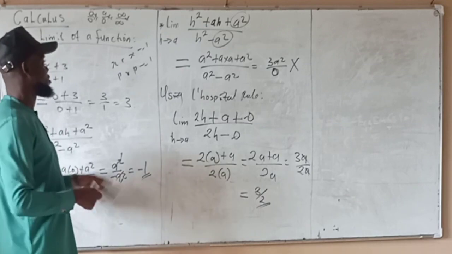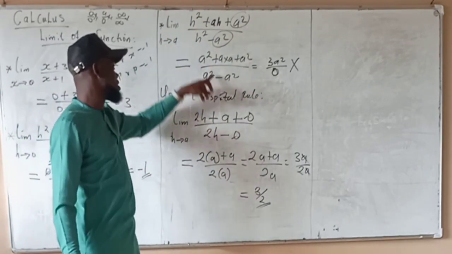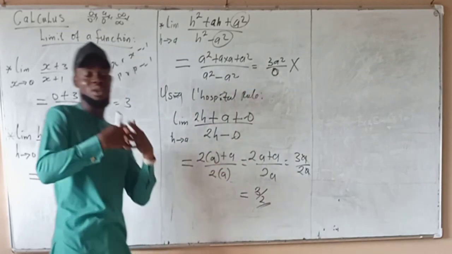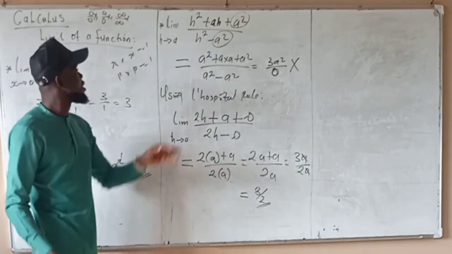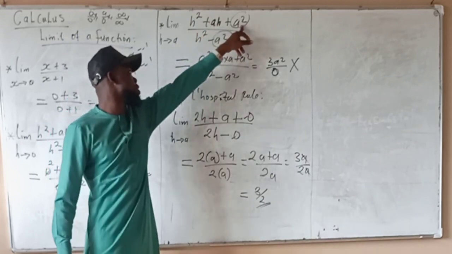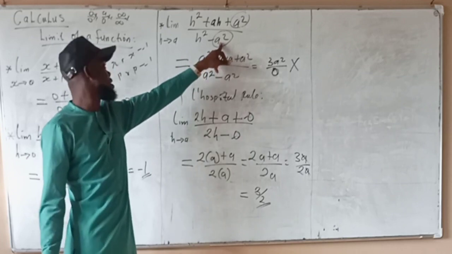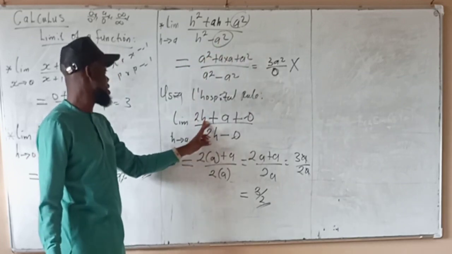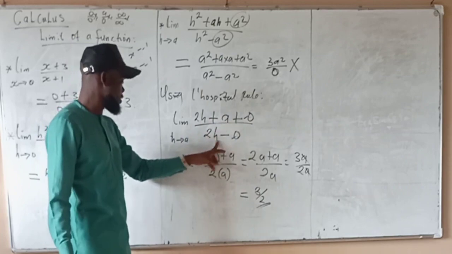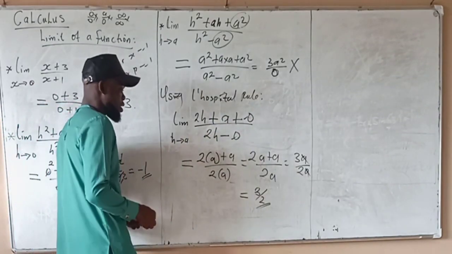Remember, differentiate one, we have 2h. We only differentiate that because it does not give us 0, and if it does not give 0, that becomes the answer. So, differentiate one, we have 2h. This one gives us a, this one gives us 0 because there's no a here. This one gives us 2h, this one gives us 0 because there's no h here. So, we have this 2a here. 2 times a plus a, that is 3a, divided by 2a. Then a cancels a, and you're going to have 3 over 2.